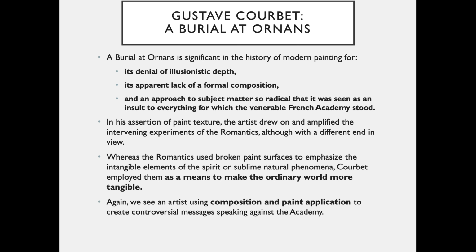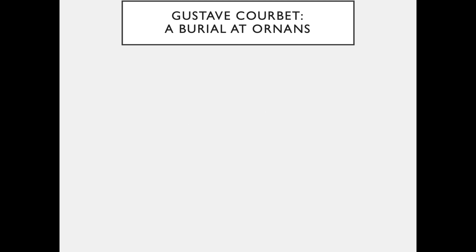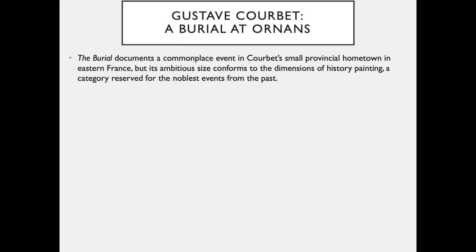So again, we see an artist using composition and paint application to create controversial messages speaking against the Academy. And the burial documents a commonplace event in Courbet's small provincial hometown. If the French Academy showed a painting of a burial, it would be a burial of somebody famous. We would know who it is. But this is a relative of Courbet's, and not to say they weren't important, but they weren't a celebrity. They weren't somebody famous. This was just his small hometown.